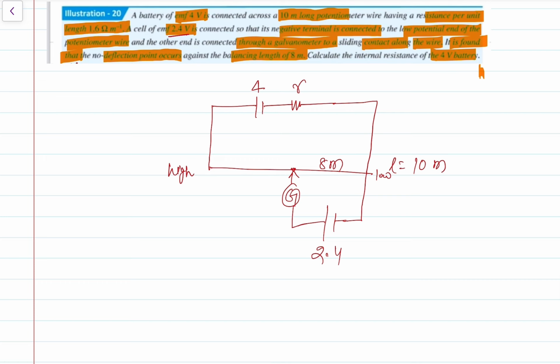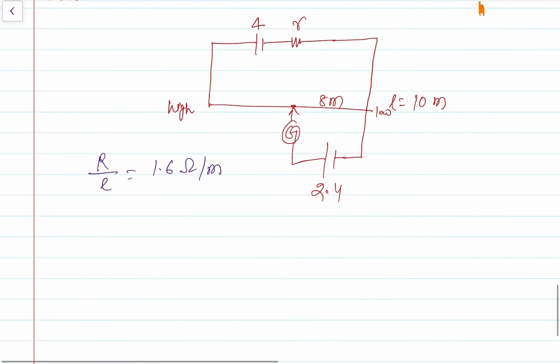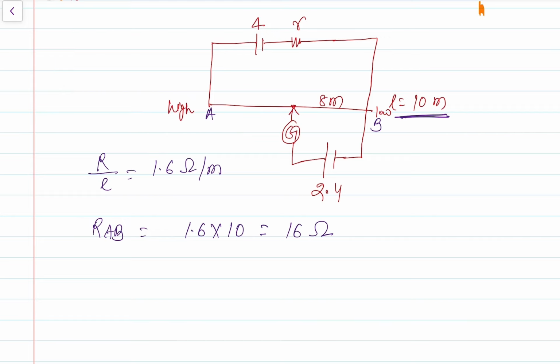So here it is given resistance per unit length is 1.6 ohm per meter, and total length is 10 meter. So we can say that resistance AB is equal to 1.6 into 10. So this will be equal to 16 ohm. So resistance AB is equal to 16 ohm.